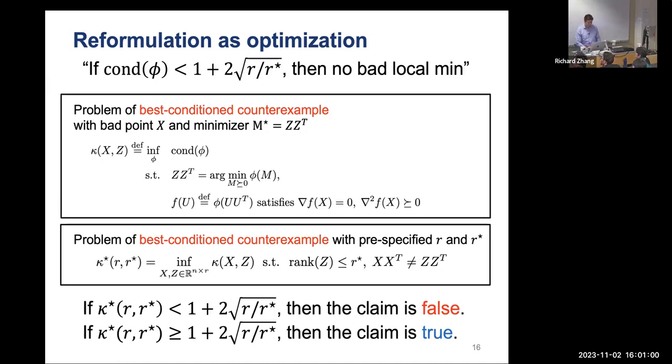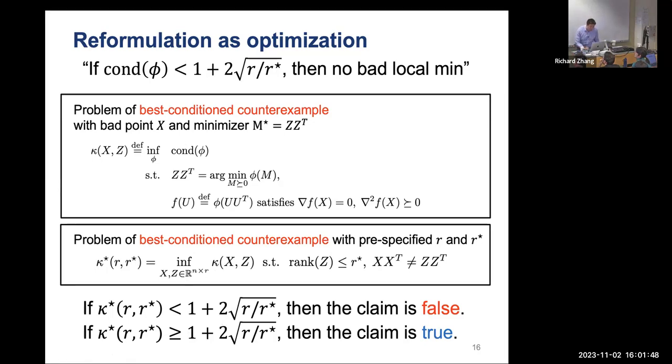Okay, and so how do we prove it? Well, how we disprove it is we try to find the best condition counterexample. So if I find a best condition counterexample with the smallest condition number, that's a counterexample for a bad point x and a minimizer ZZ transpose. Well, find the best condition counterexample over all choices of x and z. And if it falsifies this statement by being lower than this threshold, then the statement is false, because it's a counterexample. And if I solve this complicated optimization problem, and its minimum is actually greater or equal to this threshold, then the claim is true. So that's the idea of the proof, okay?